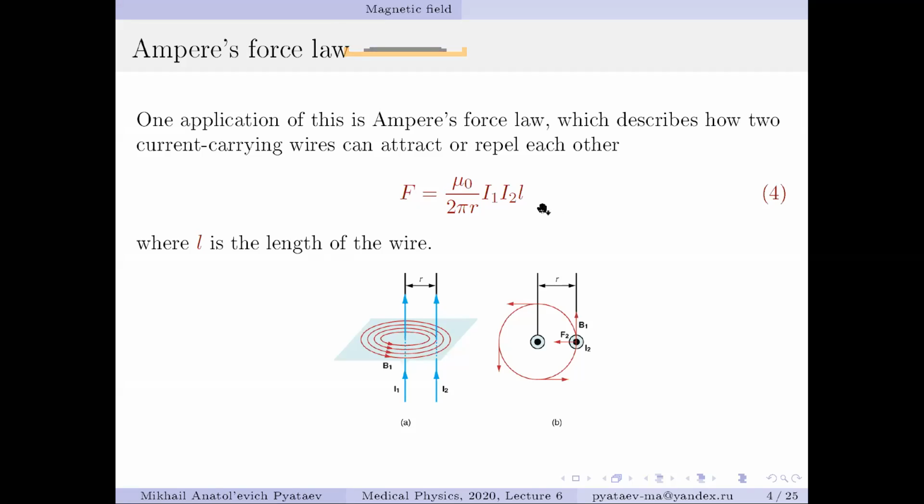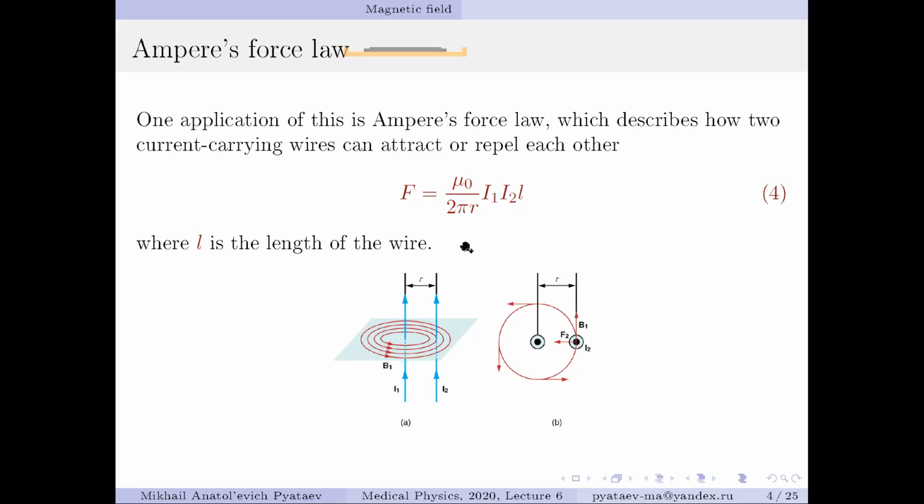Again, we can see that the force of interaction between two wires decreases as r to power minus 1. That is because of the geometry of wires. Wires are infinitely long one-dimensional objects. Well, and the direction of interaction in this case can be found there.